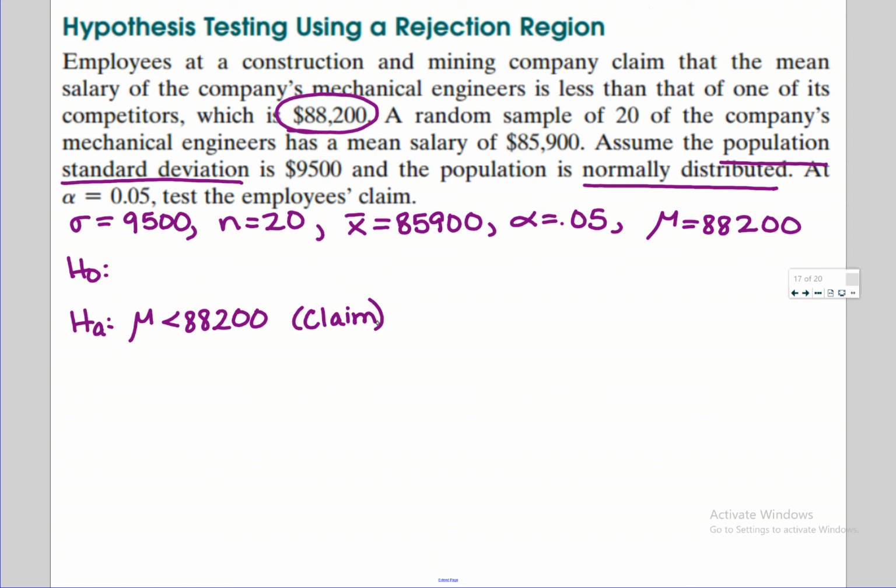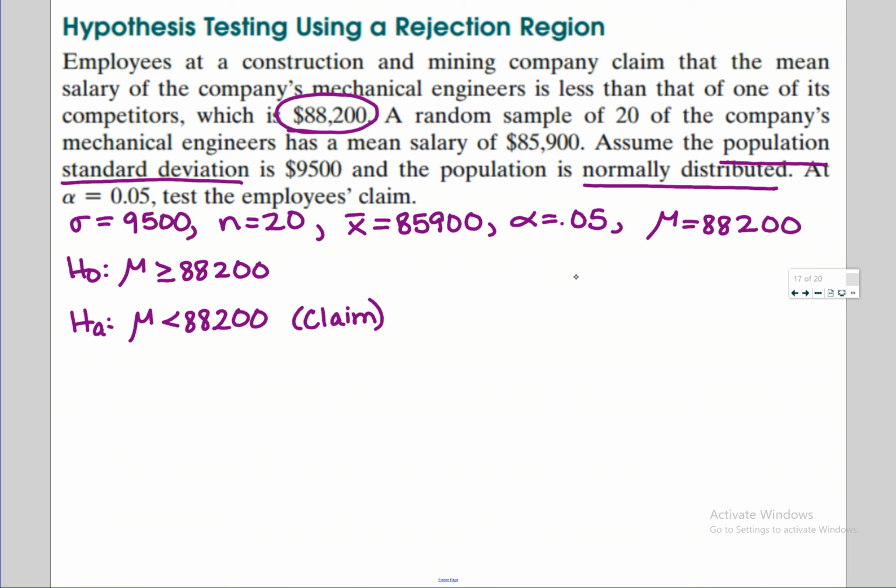So if that's the claim, what's the null? What's the complement of that? Greater than or equal to 88,200. Once you have that, you can figure out if it's a left tail, right tail, or two-tail test.